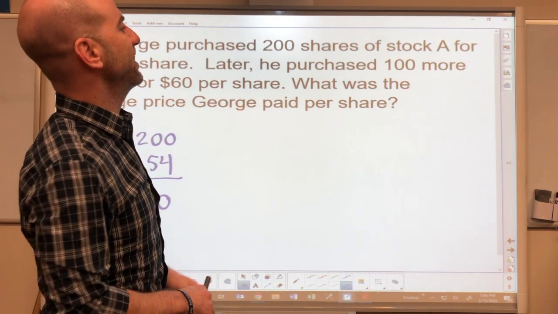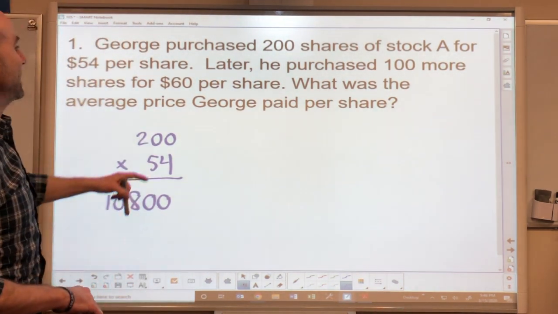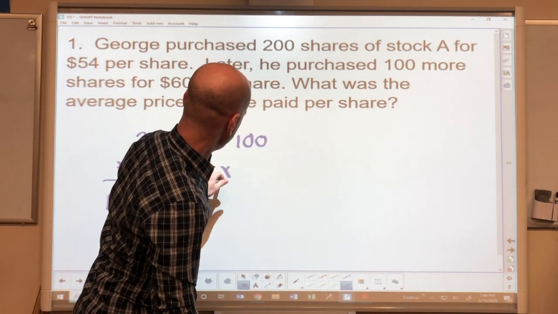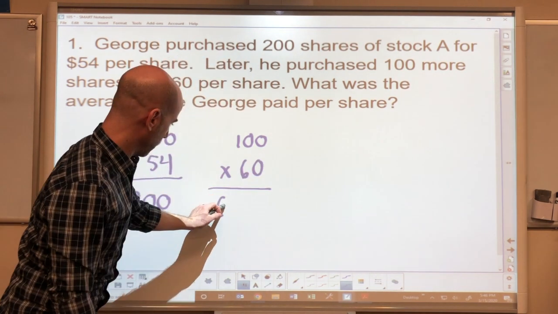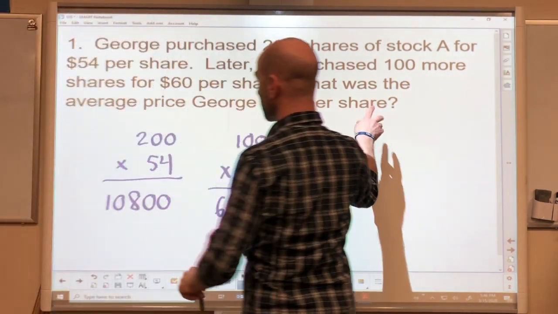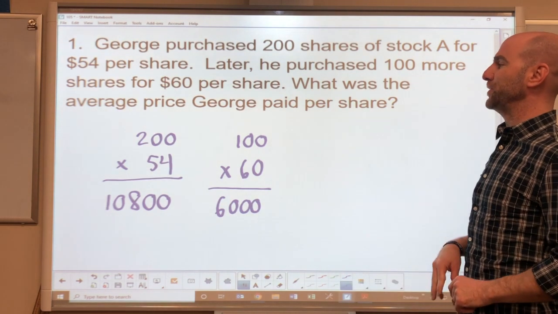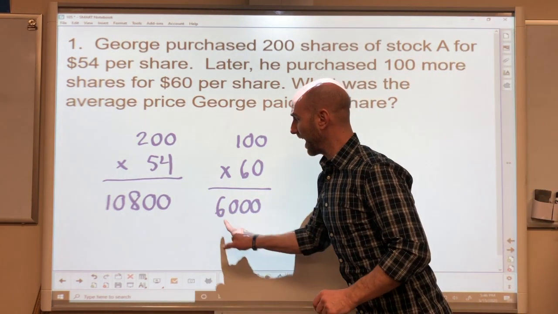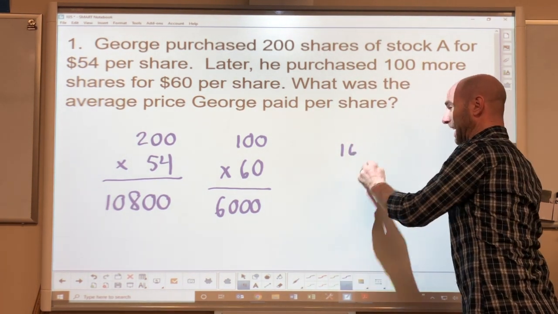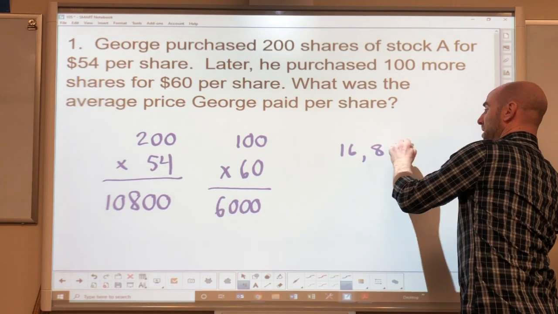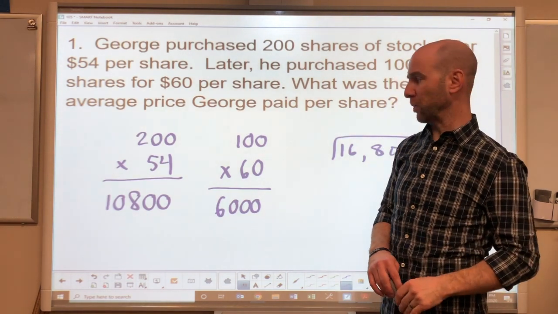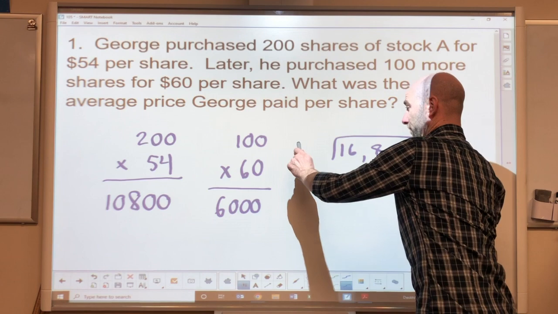And later, he purchased 100 more for $60 per share. So 100 times 60, 6,000. The question now is, what was the average price George paid per share? Well, you add these together, which is 16,800. And you're going to divide that by how many total shares George purchased, which was 300 shares.